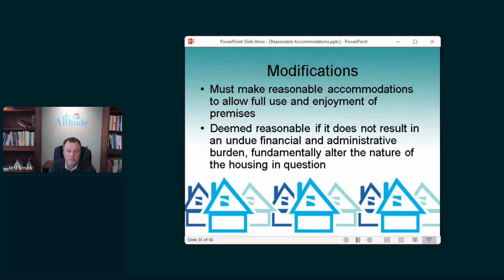One, it's going to be an undue financial burden because the association isn't set up to pay that. Additionally, it fundamentally alters the nature of the housing. We aren't there to provide groceries to people. We aren't there to pick up their dog's poop, etc. Those things are outside of what we are set up to do, and that might be a reason that we could deny a reasonable accommodation or modification.